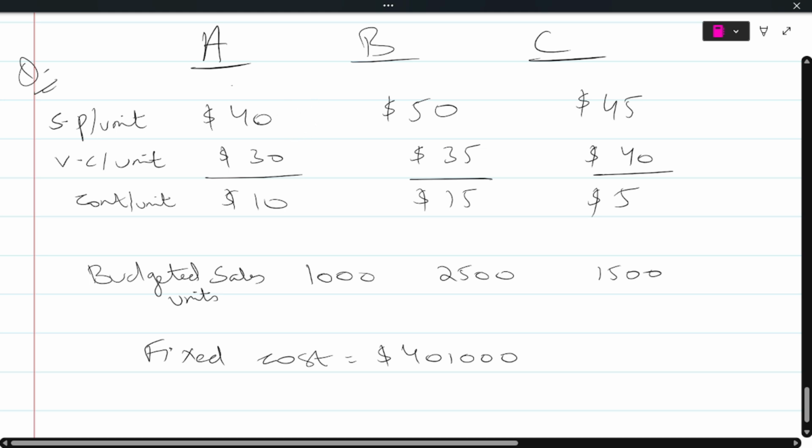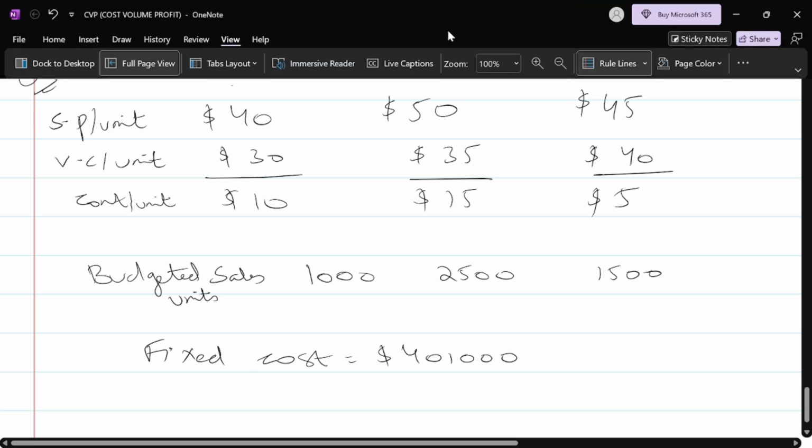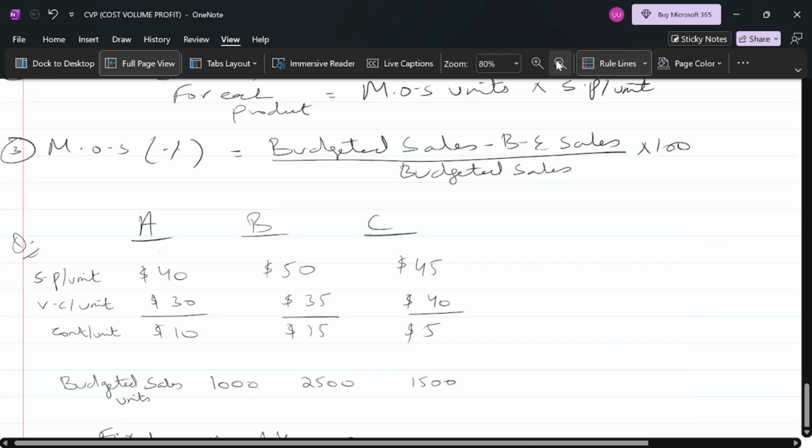This is a question that I have written over here as a sample, and we will be taking the values from here to make our graphs, okay? We have 3 products, product A, product B, and product C. The selling price are given to us, variable costs are given to us, contribution are given to us, budgeted sales and fixed costs are given to us, okay? So let's start with the very first, the break-even chart, okay?